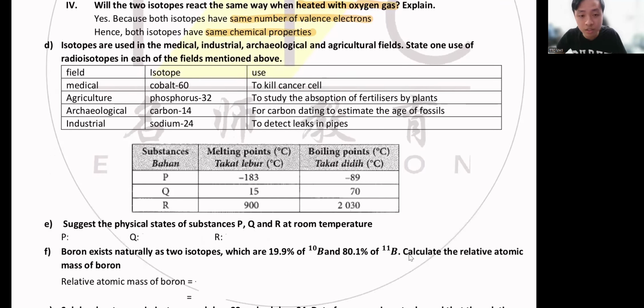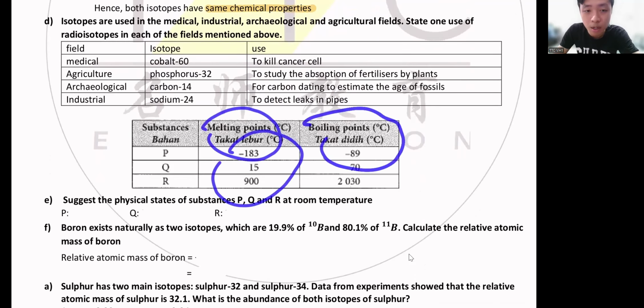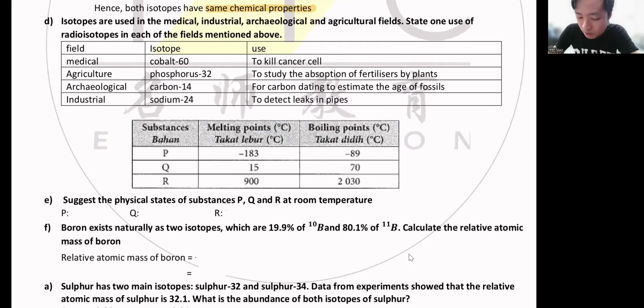Then, suggest the physical states of substances P, Q, R at room temperature. When they give you the melting point and boiling point table, what you should do is very simple. Melting point means what? Melt means from solid state to liquid state, right? So solid melts to liquid, you can write it like this on top.